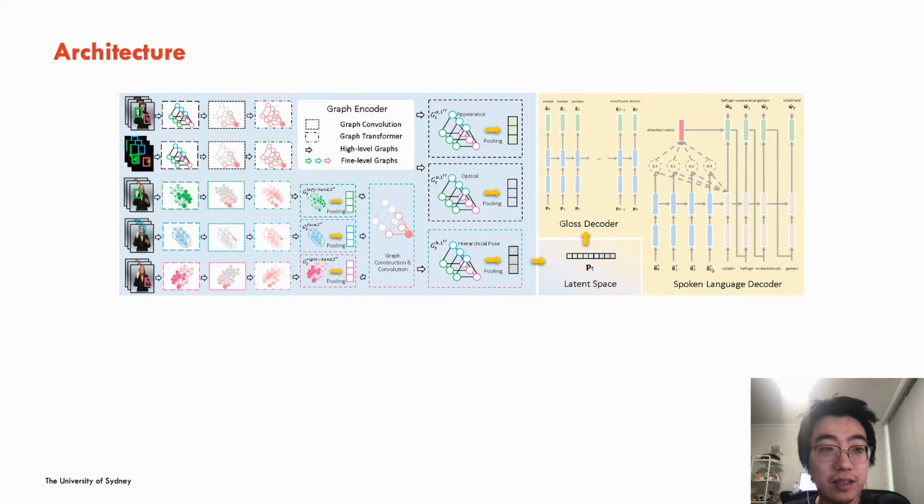This is our architecture. Just as I mentioned before, we created three types of features from the video frames. For each frame we constructed the appearance features, then we have our motion features, and we have the skeleton or pose features. For these features, for each frame we created one graph, and we connected the face and the two hands, all the features, as a graph.